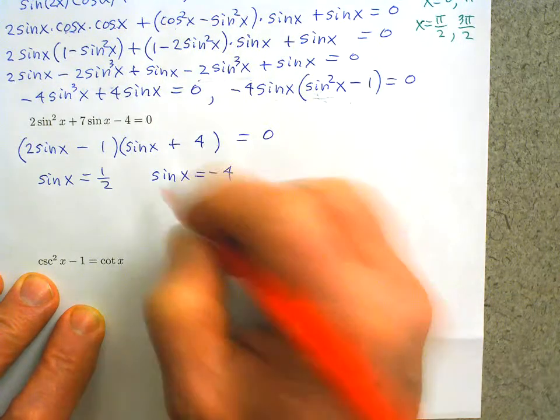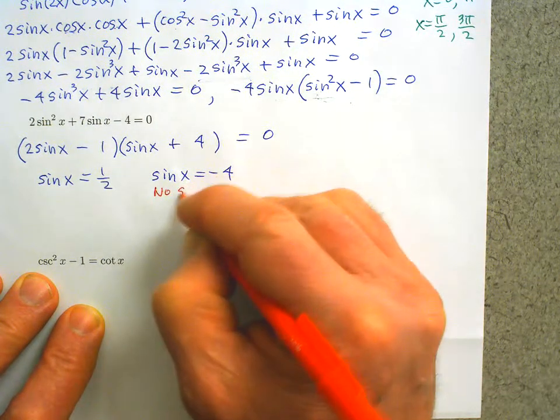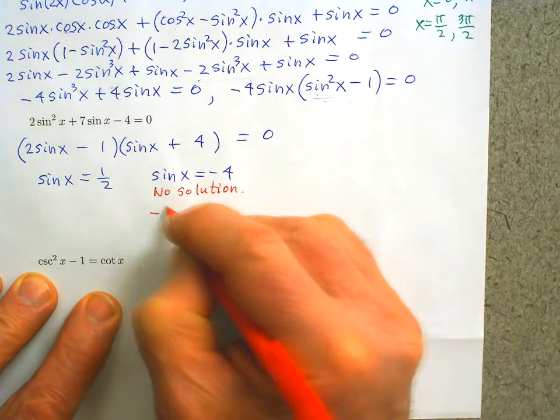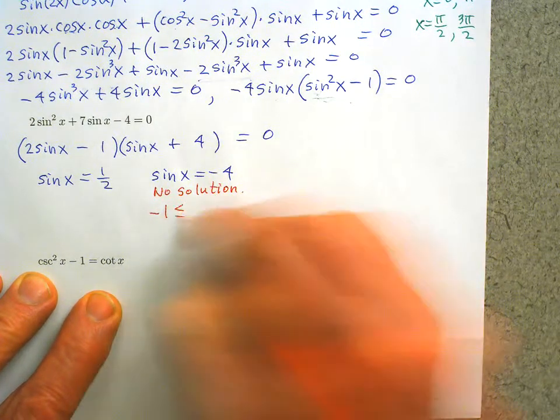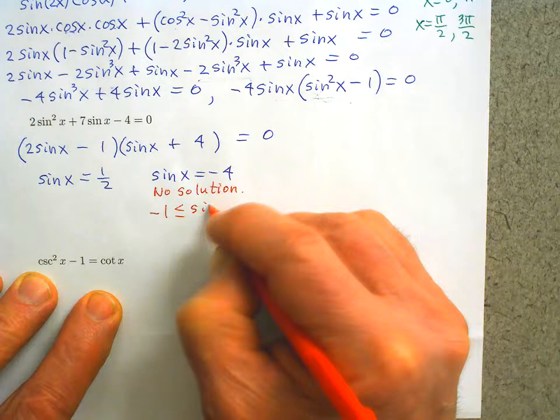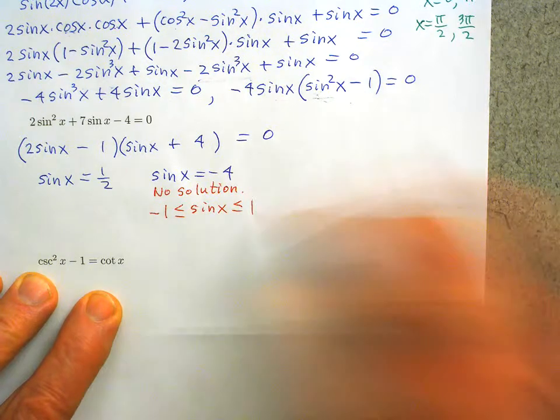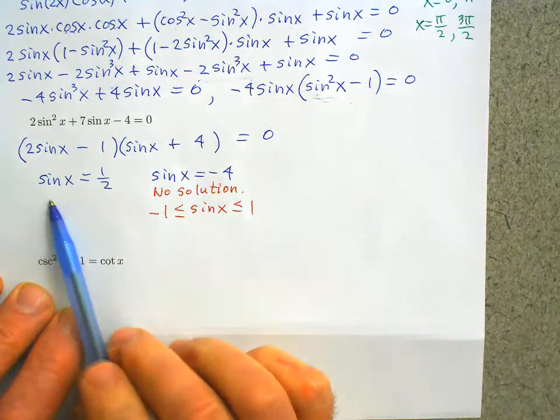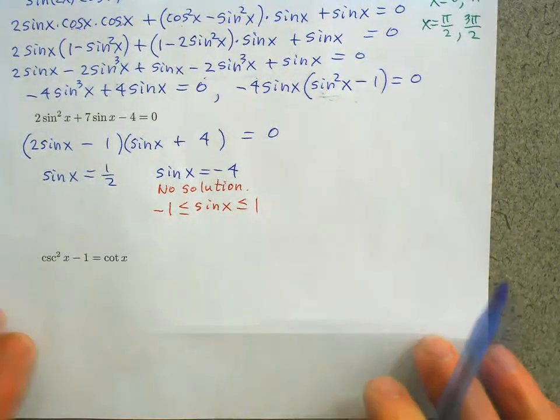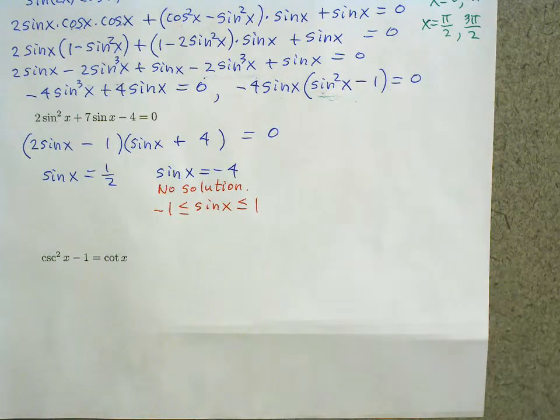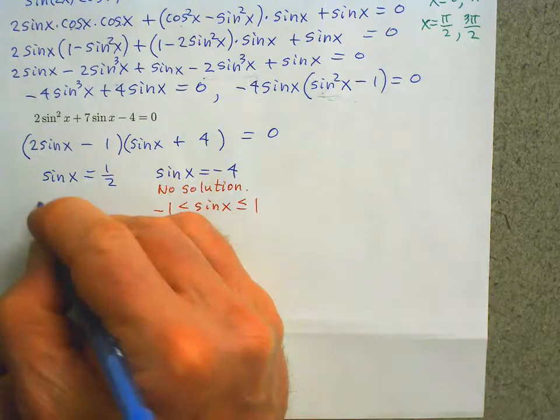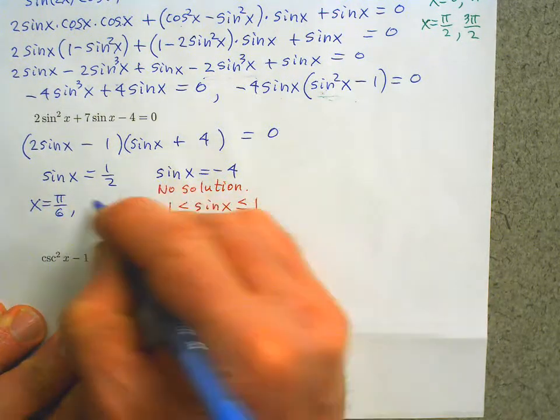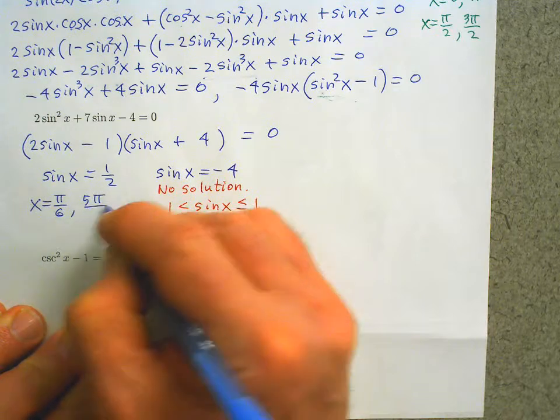So this one has no solution because the range of sine of x is between negative 1 and positive 1. And then sine of x equals 1/2 has two solutions between 0 and 2 pi. One is x equals pi over 6, and the other one is 5 pi over 6.